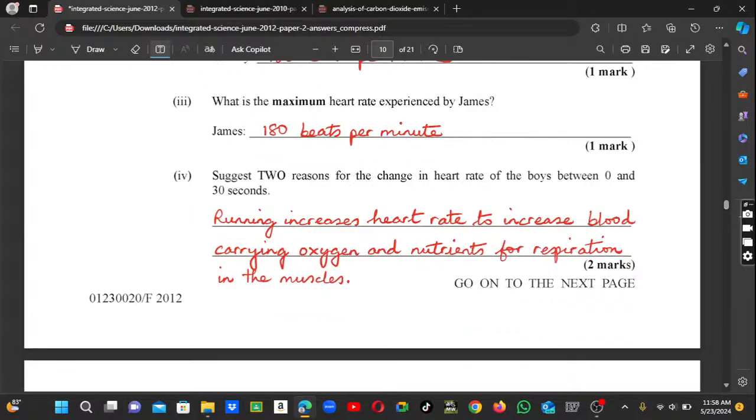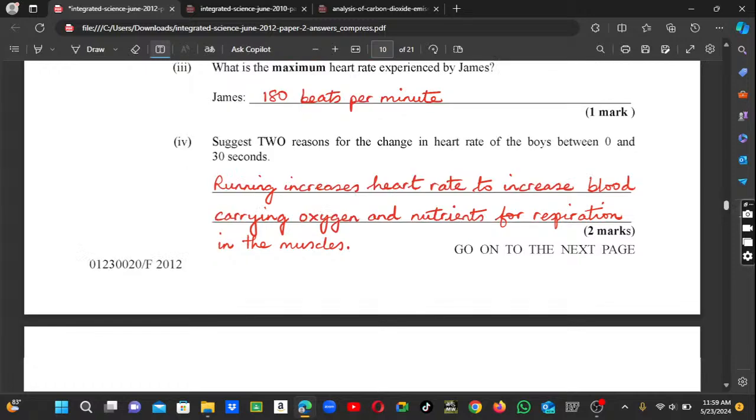It says here we need to suggest 2 reasons for the change in heart rate of the boys between 0 and 30 seconds. When running, the heart rate would have increased. We have seen that there would be an increase in blood carrying oxygen and nutrients for respiration in the muscle. So this is the reason for the change in the heart rate. Once the boys start running from 0 to 30 seconds, the heart rate increases, and as the heart rate increases, we have more blood carrying the oxygen and nutrients for the respiration in the muscle.